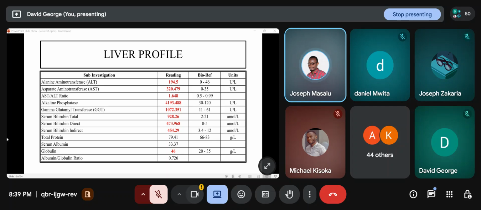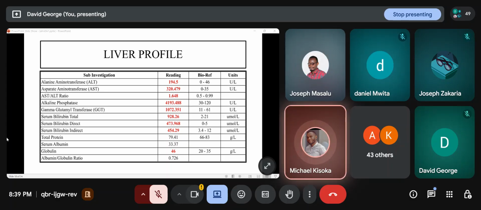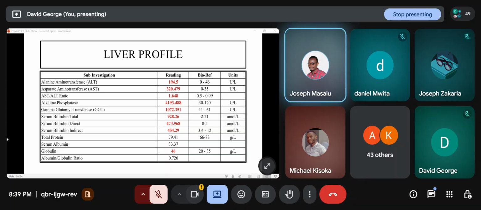They also tested Michael, that still albumin 33. Is that normal in your lab? Yeah, sure, that's normal. Okay. In mine that would be low, but it's okay. So different labs. A globulin, which is also high.